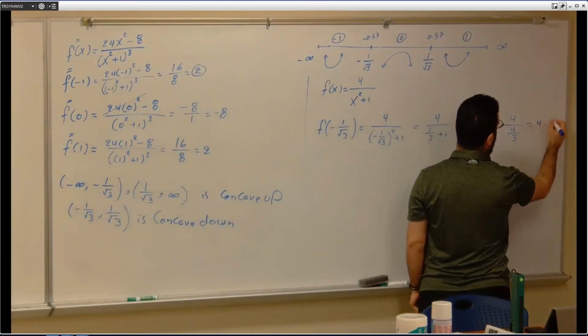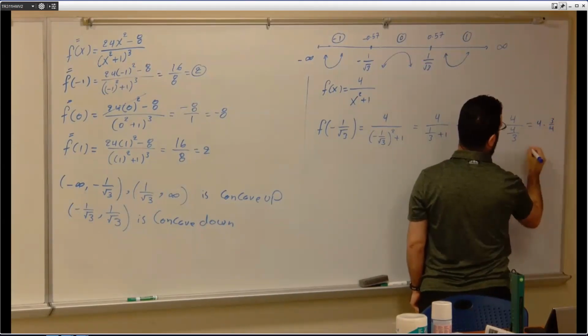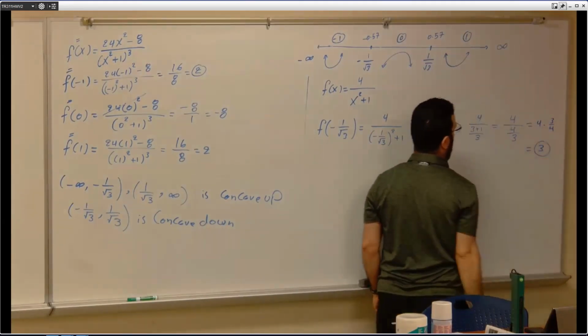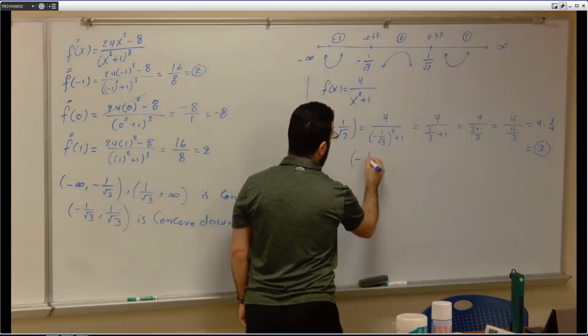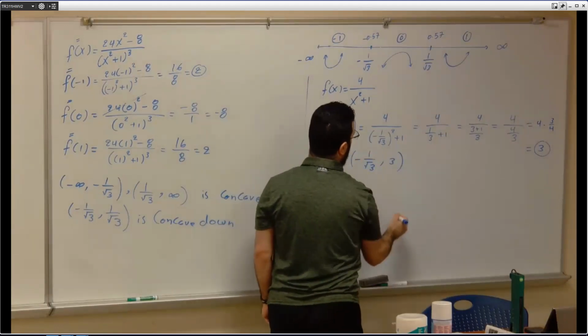Equal 4 times 3 over 4. That means our first point is -1 over square root of 3, where 3 is an inflection point.